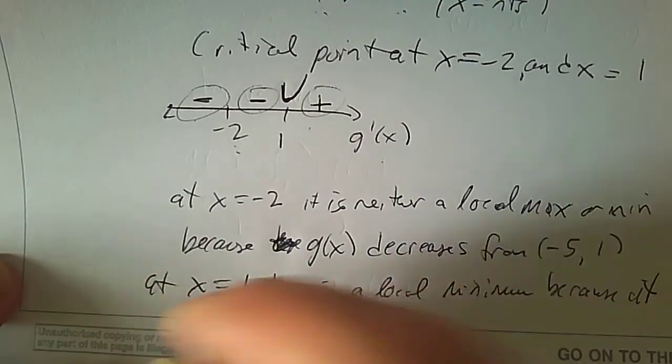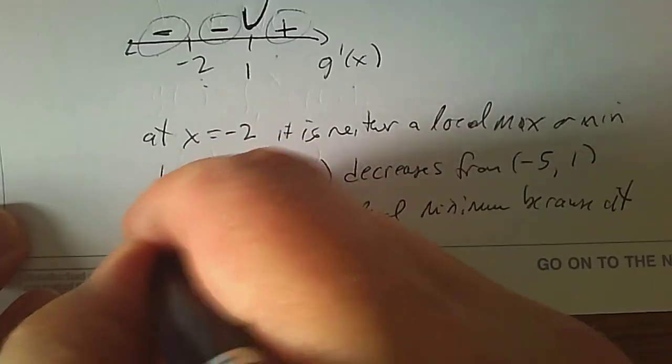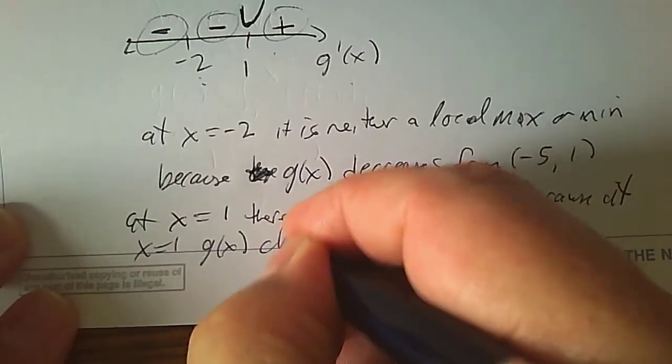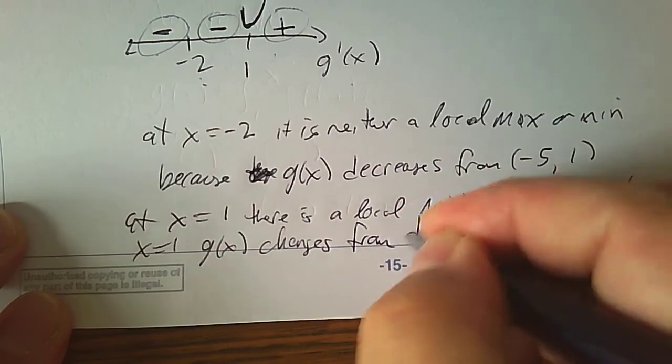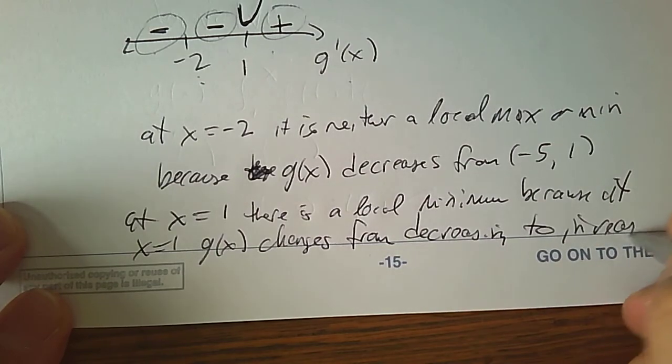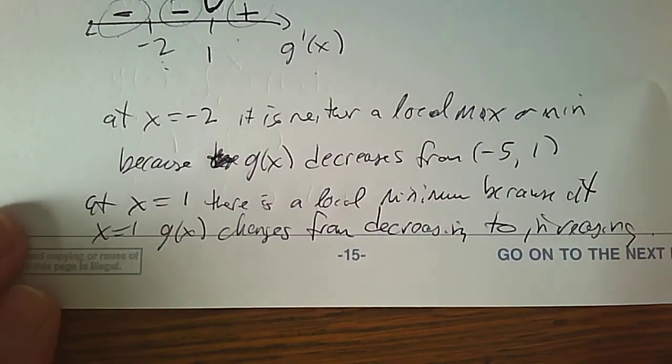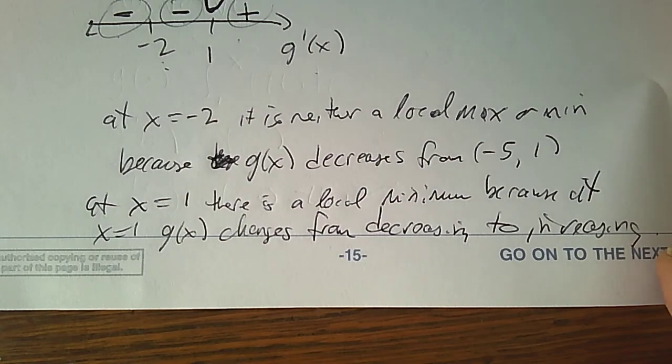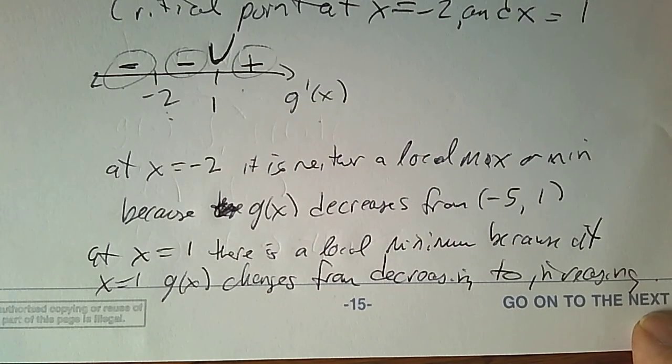Because at x equals 1, g at x changes from decreasing to increasing. Beautiful calculus words. Decreasing and increasing, continuity, and so on. So at x equals -2, there is neither a local maximum or local minimum because there's no change. It stays decreasing through that whole interval. And then at 1, you can see there's a change from decreasing to increasing. So therefore, there's a minimum at that.